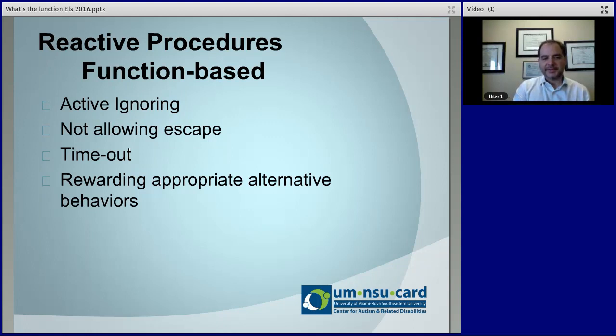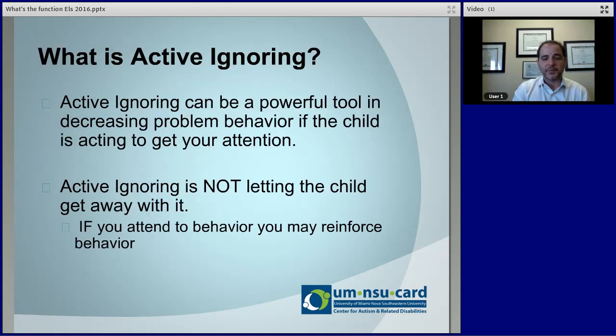Now, the reactive procedures, and I think this is what we are all truly interested in, is what do I do when behavior happens, right? There's lots of strategies that we'll talk about. One of them is called active ignoring, not allowing escape, time out, and then rewarding appropriate alternatives. So let's talk about active ignoring. Active ignoring is this tool that we use predominantly when the behavior is maintained by your attention.